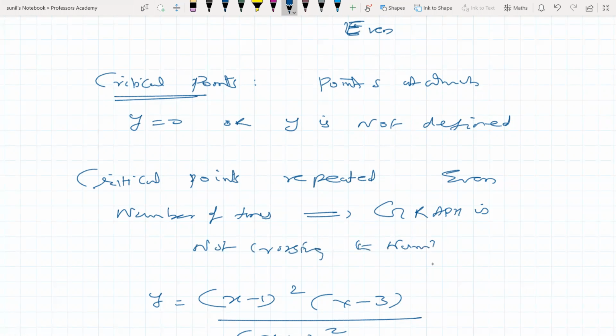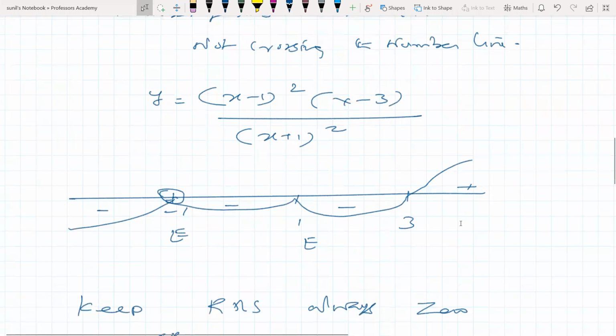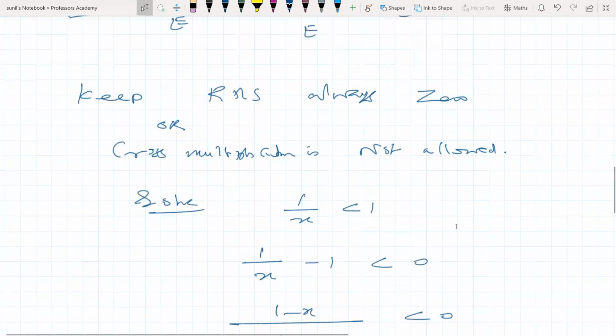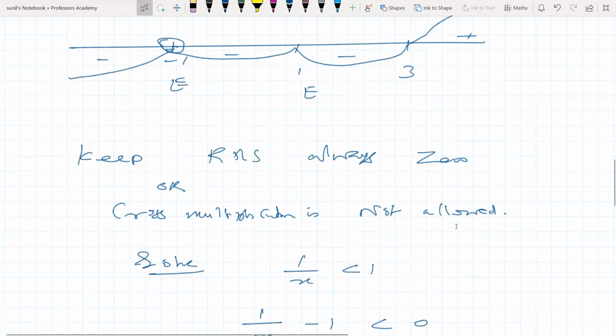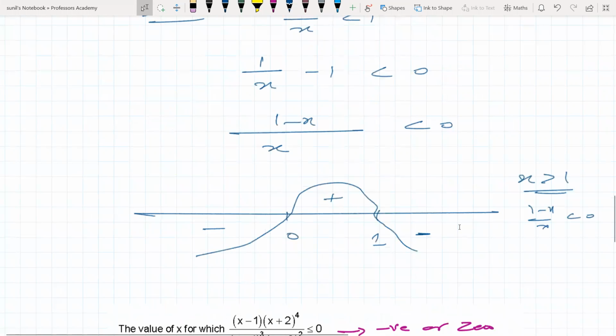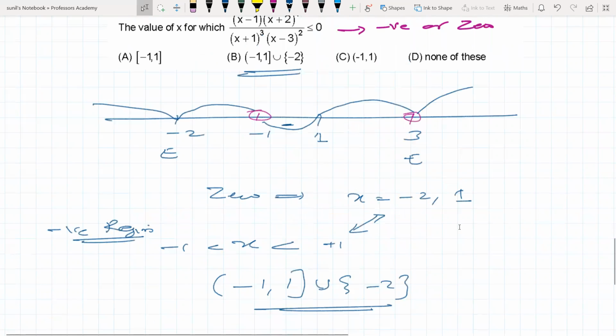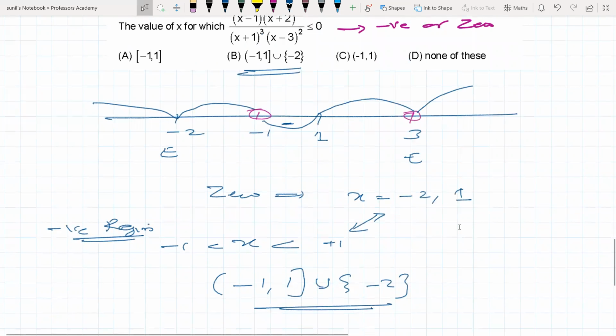That is the concept you should remember: (x minus 1) whole square, (x plus 2) whole square. Another concept: we will not cross multiply any expression. Rather, you have to take the RHS value to the left side, then you can solve it. So this is the concept you should remember.